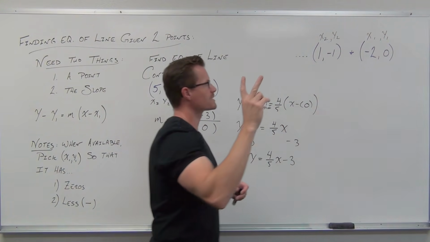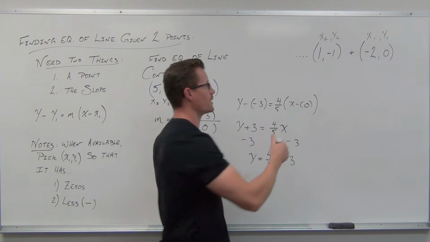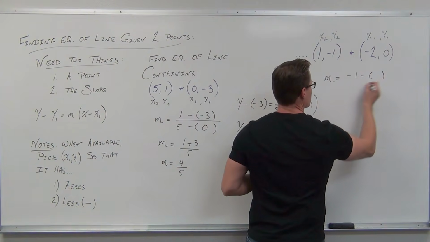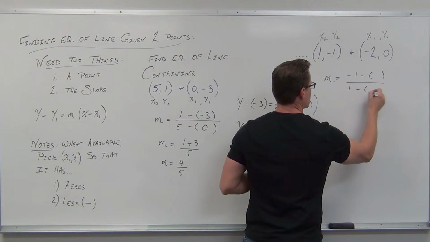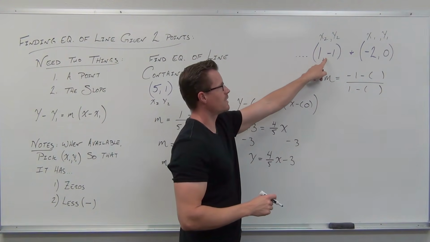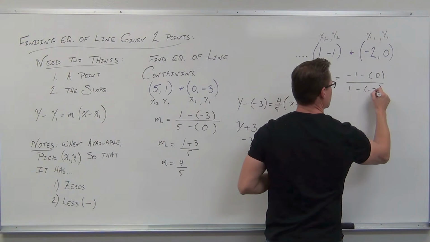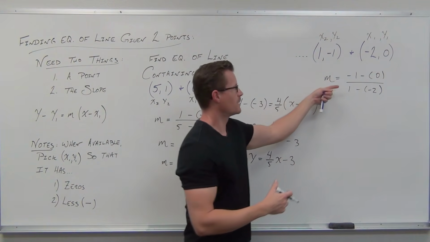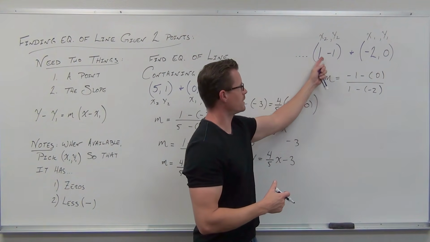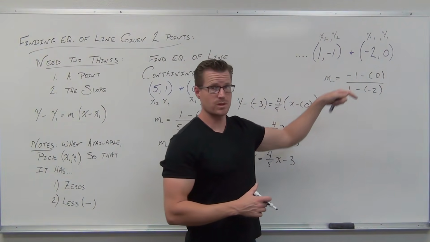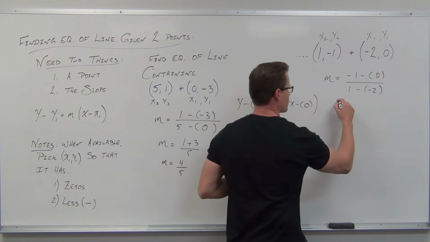I'm given 2 points. I need to find the slope from those 2 points. So I start with my y2, I subtract my y1, and my x2, I subtract my x1. I'm going to make sure that my points are correct. 1 point should be (1, -1), and it is. Other point should be (-2, 0), and it is. And I have minuses between them. That's awesome. I'm on the right track.